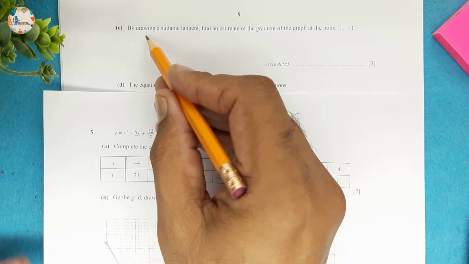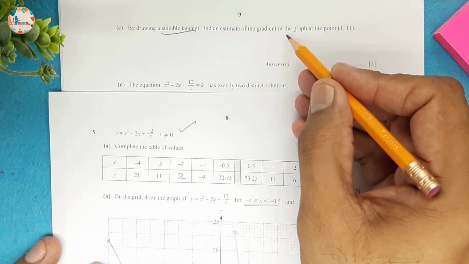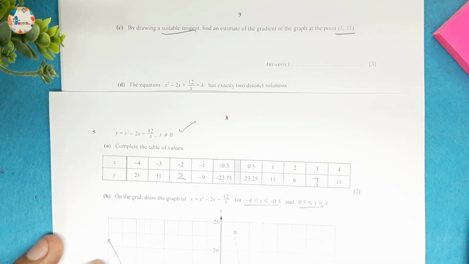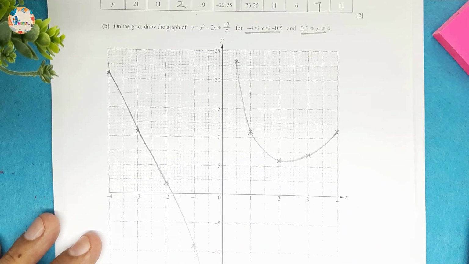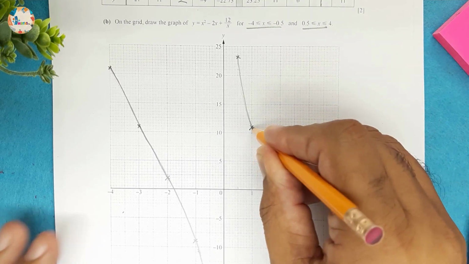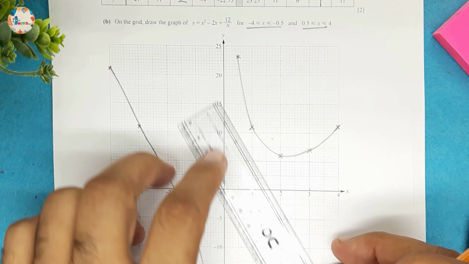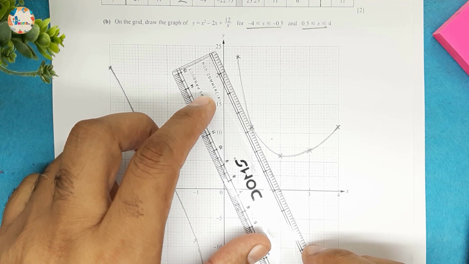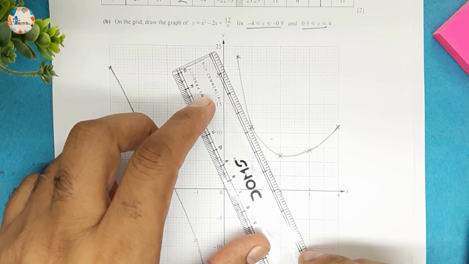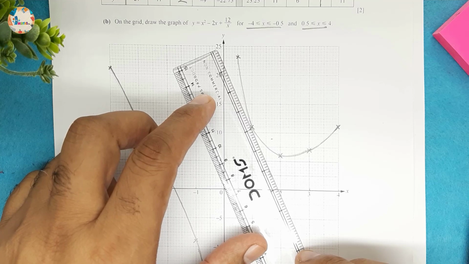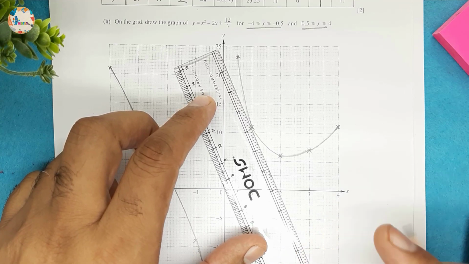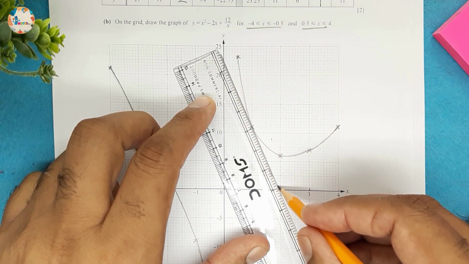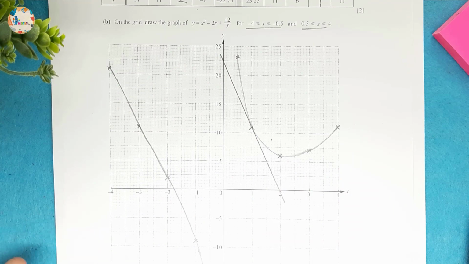Now part C, by drawing a suitable tangent, find an estimate of the gradient of the graph at the point 1 and minus 11, 1 and 11. So 1 and 11 is basically this point. So we'll draw a tangent at this point. It should touch only at a single point, so we can draw a tangent like this. So this is the tangent which we have drawn.